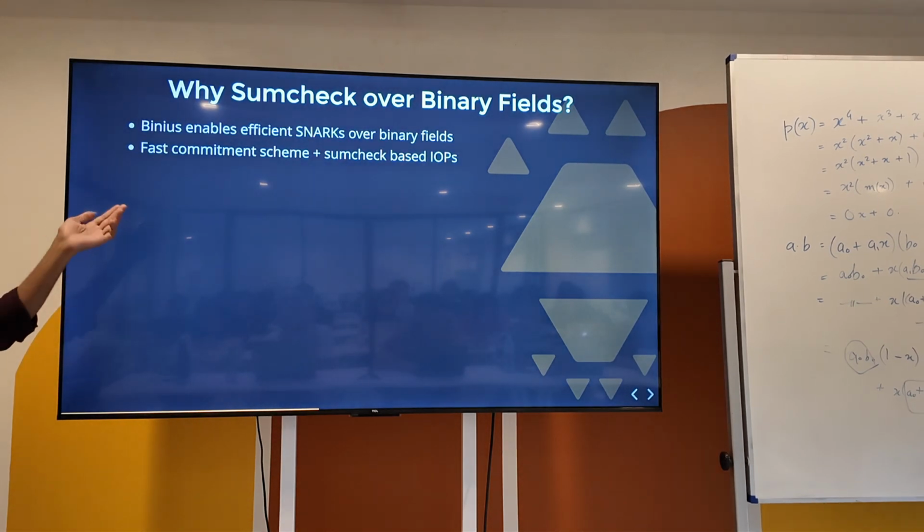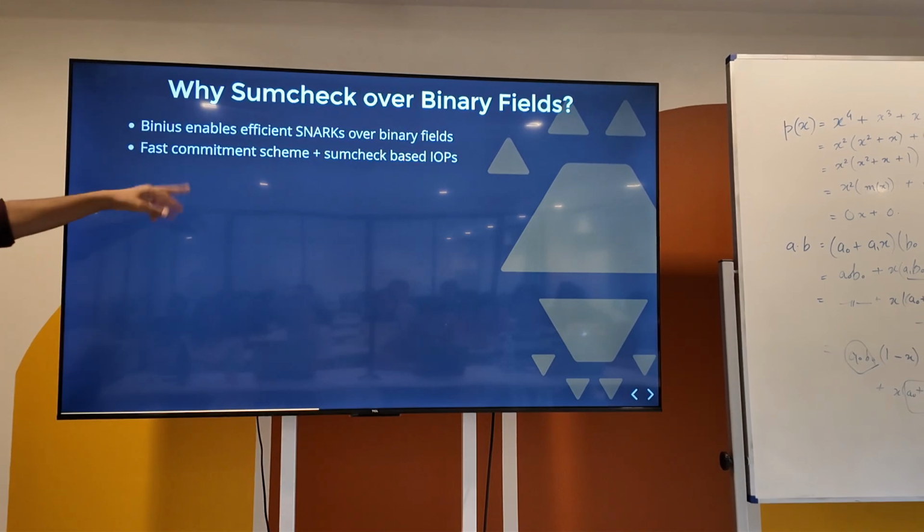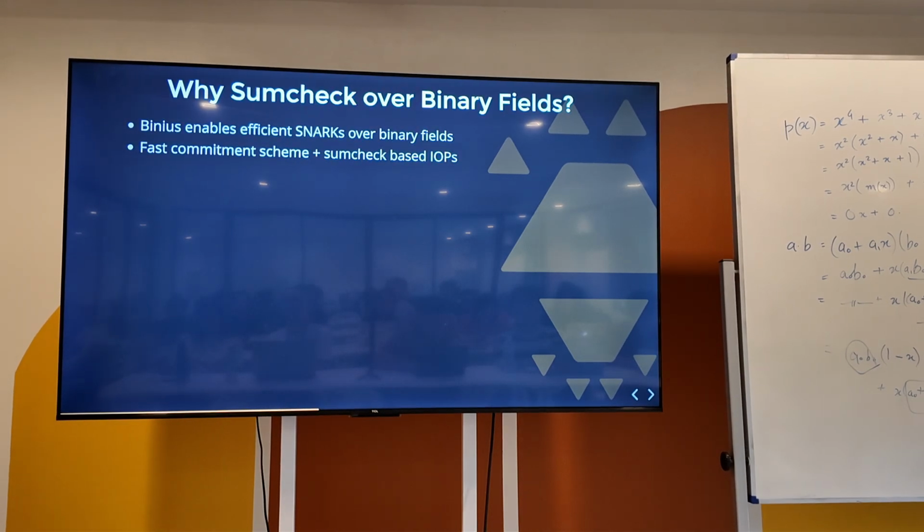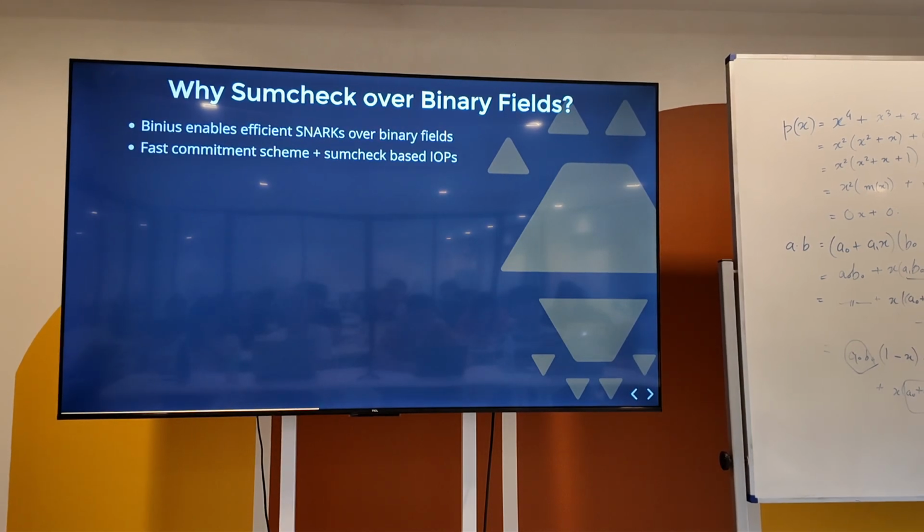In the case of Binius, Binius is a commitment scheme. It's very fast, very efficient, because in binary fields, as I said, multiplication and addition are much more efficient as compared to your traditional fields like BN254 or BLS, whatever. So your commitment scheme becomes very fast, and then the IOP that they use is Sumcheck.